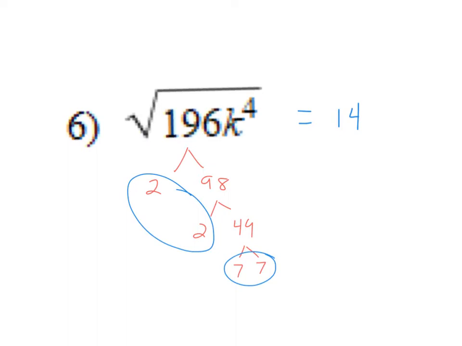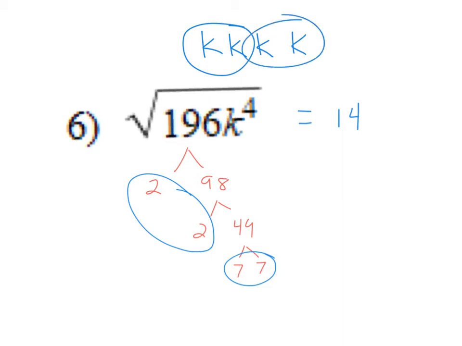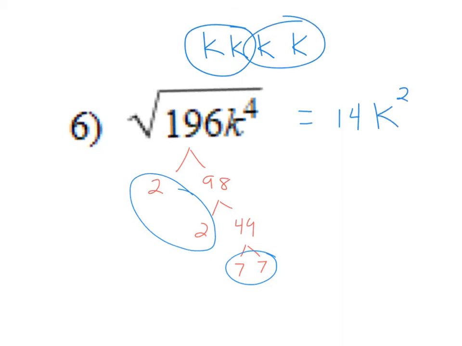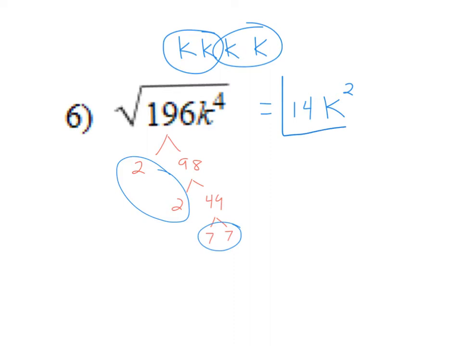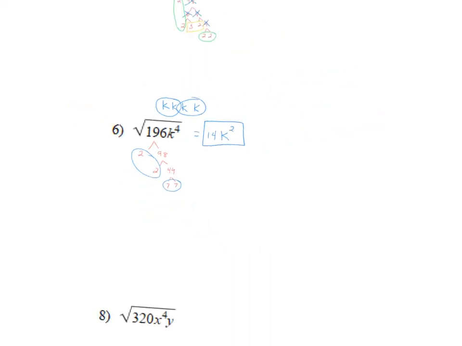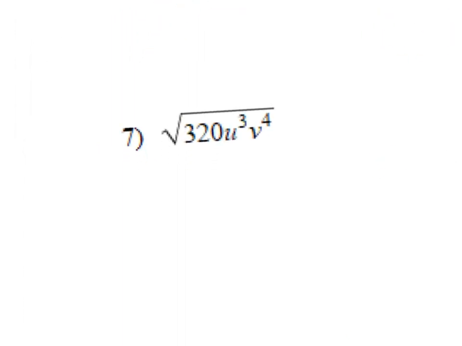And then now let's look at your k's. I've got 4 k's. I've got 2 pairs. So it would be k squared. And I have no k's left over on the inside, so there's no radical left. So my answer is just going to be 14k squared here.